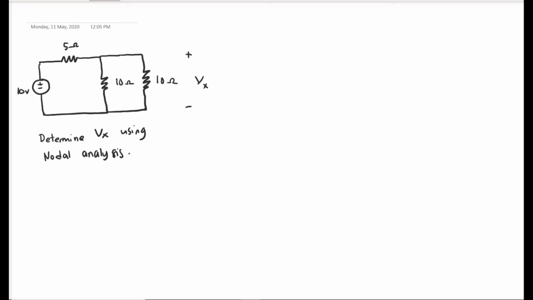How many loops? So it seems that in this circuit, there are 2 loops, which is this is the first loop, and then this is the second loop. And you have to assign the loop currents for the first loop and the second loop. So I choose I1 and I2.